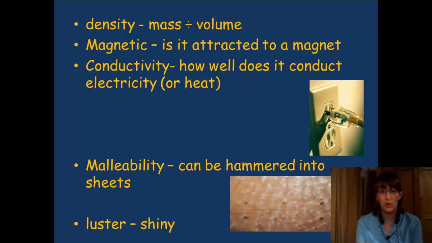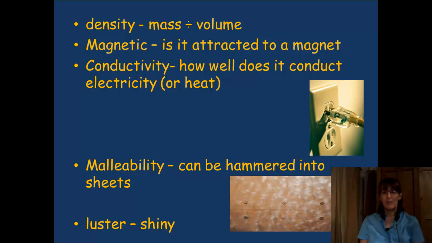Density is also another physical property, and remember, density is equal to mass divided by volume. Whether or not something's magnetic, you can check to see if something's magnetic without damaging it, without altering it chemically. If it's attracted to a magnet, it's magnetic. Conductivity, does it conduct an electrical current? Does it conduct heat? Again, usually we associate that with metals. Metals are conductive. They conduct electricity and heat really well.